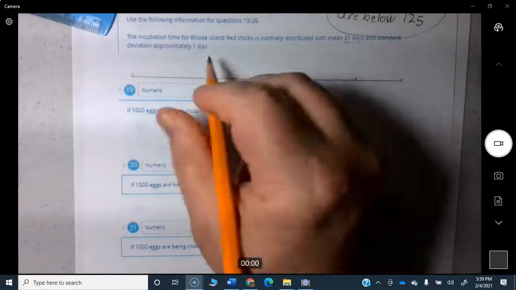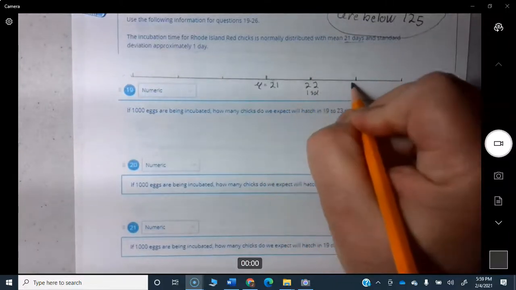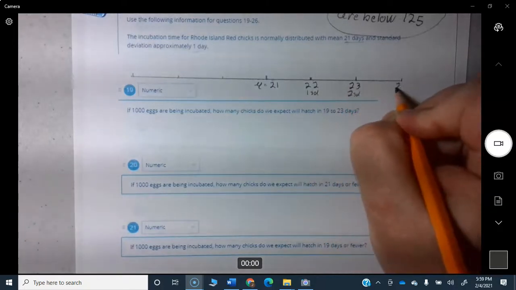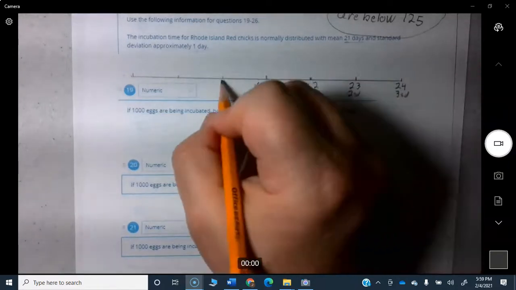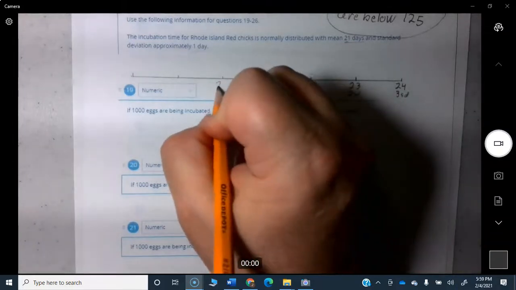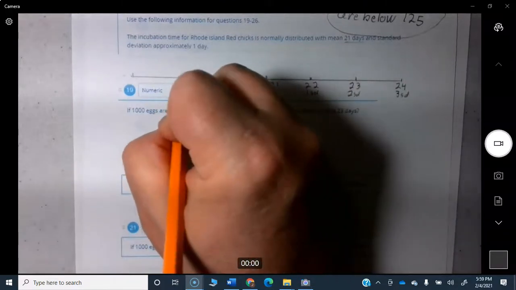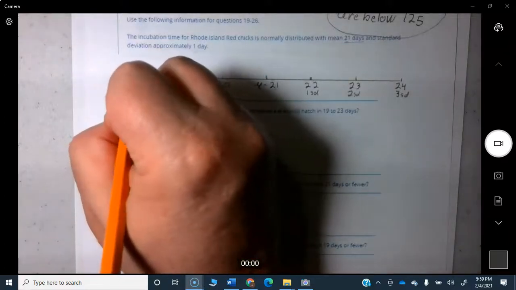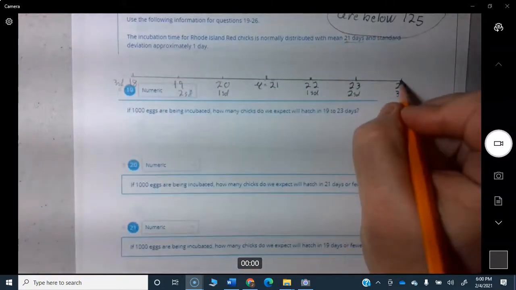Then that means 1 standard deviation is 1 day, so this is going to be 22 is 1 SD. 23 is 2 SD. 24 is 3 SD. Okay, and going in the other direction, 21 minus 1 is 20, 1 SD, 19, 2 SD, 18, 3 SD. I'll just write that here. Okay, and then remember, a little bit of the curve is outside of 3 SD in both sides there, okay?